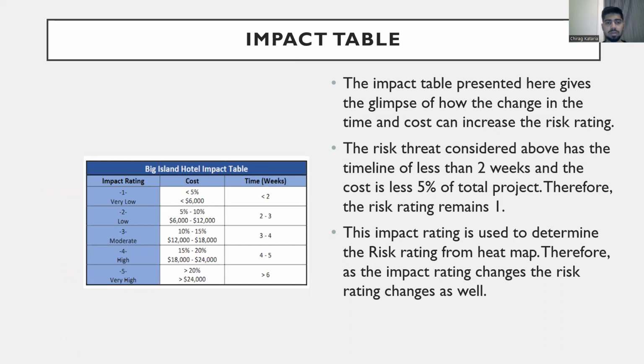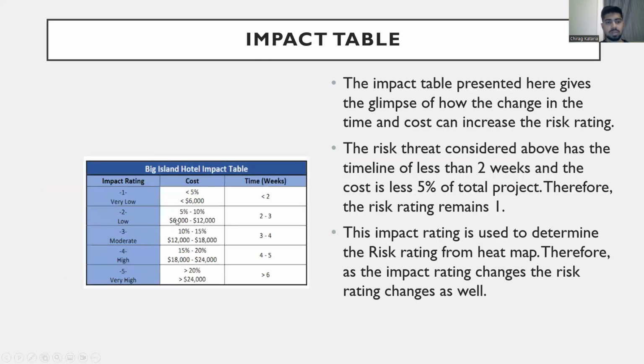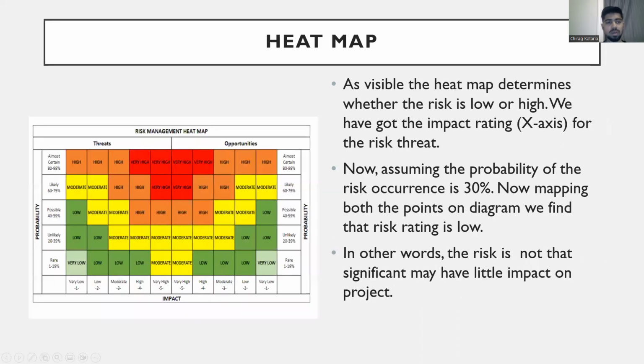The impact table from which the impact rating has been discovered shows that this particular risk has less than 2 weeks of timeline, and the cost is less than $6,000. Therefore, it has been identified as a very low impact risk rating, and this can be used for the heat map. Where the heat map has, on the x-axis, the very low impact rating, and assuming that the probability for this risk is 30%, this risk is categorized as a low risk rating.